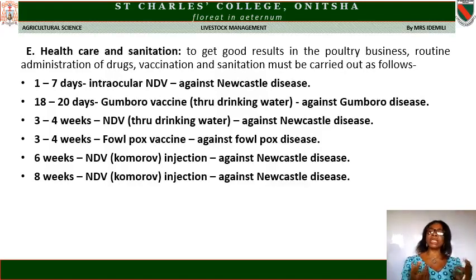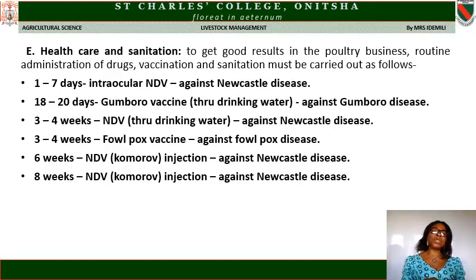To get good results in the poultry business, routine administration of drugs, vaccinations, and sanitation must be carried out as follows. The first is 1 to 7 days intraocular vaccination is given. That is the one given for Newcastle disease, known as NDV, which is Newcastle disease vaccination. Another one is given at age 18 days to 20 days. That one is Gumboro vaccine. This one is applied through the drinking water, and it is given against the Gumboro disease.